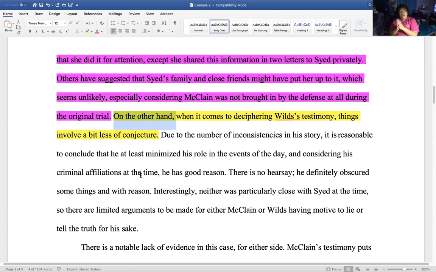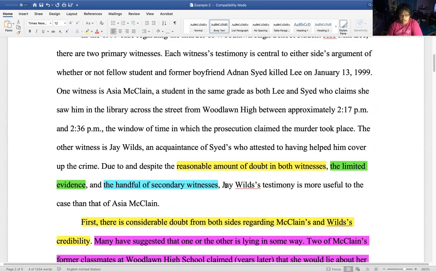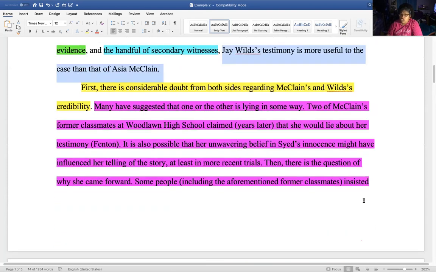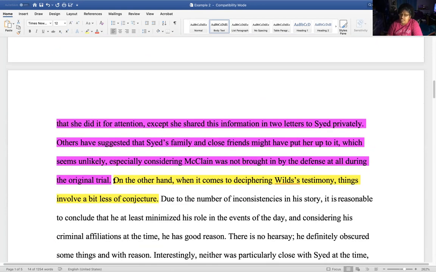So she's telling me right here, I've talked about Asia and her witness testimony, right? And now I'm going to contrast it to Wilde's, because I'm arguing here that Jay's testimony is more useful than McLean's testimony. So I'm going to talk about Asia, but then I'm going to contrast it to Jay, because I think Jay is probably telling the truth here, right?